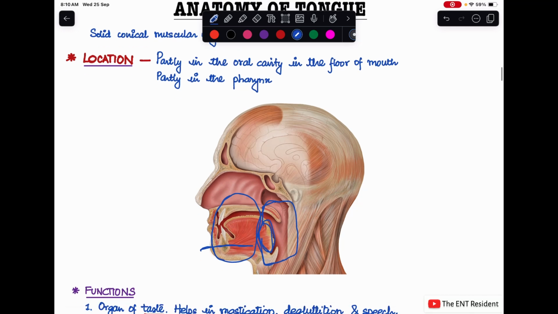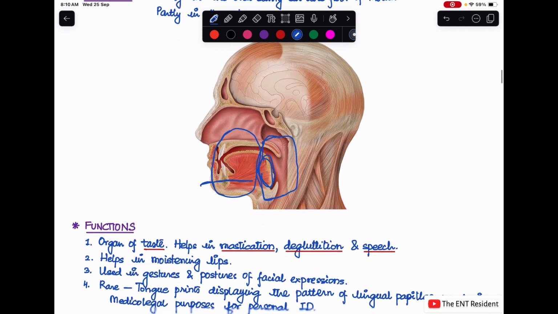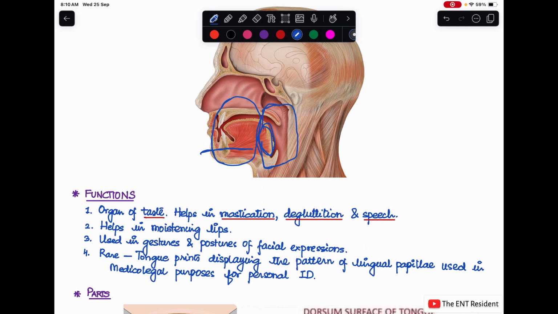Coming to the functions of the tongue, as we all know, the main function of the tongue is that it is an organ of taste, and it also helps you with mastication, deglutition, and speech. Other than these primary functions, there are some other little functions which are not as important, like helping in moistening the lips. They are used in gestures and postures of facial expressions, and very, very rarely, tongue prints can be used to see the pattern of lingual papillae for medico-legal purposes for personal identification.